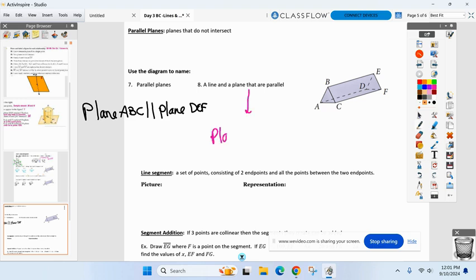So ready? If we write an answer to this one, plane ABC should be parallel to, what would be a good line? EF. What else could I put? DF or ED. Okay, you guys are picking it up then, if you can give me all three of those. I'll just put EF. All right, so you have to have two planes for a plane and a line to be parallel.